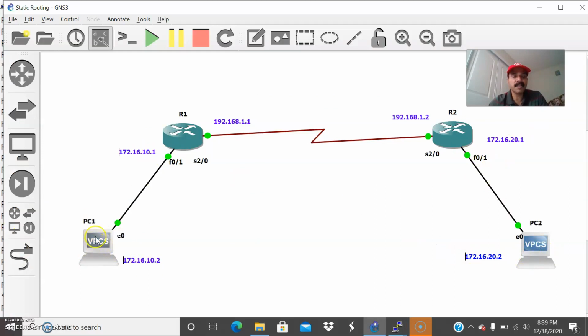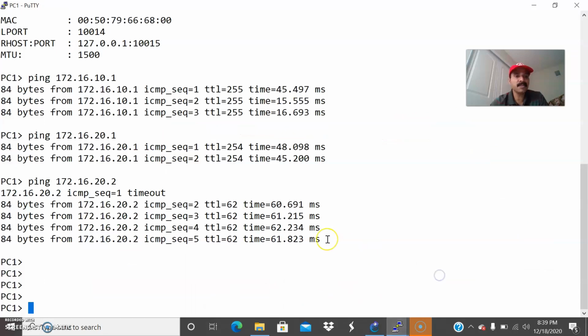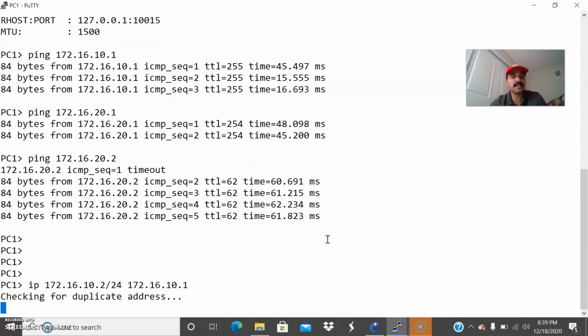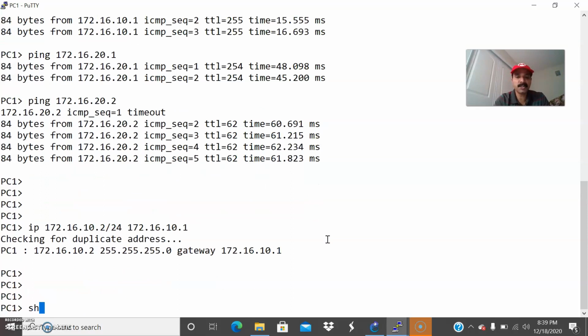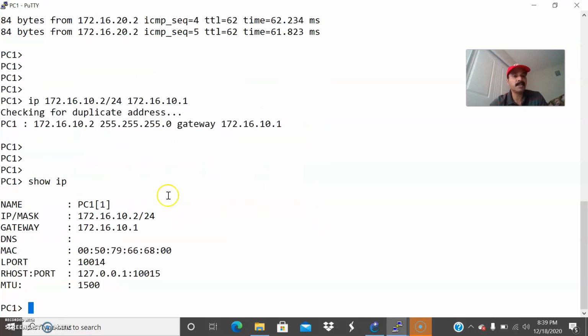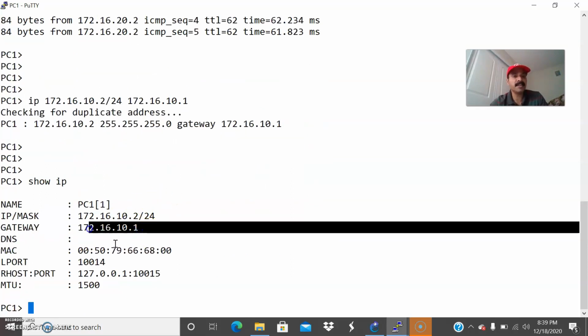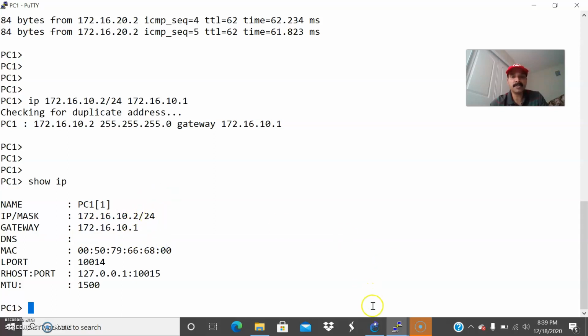So now let us assign the IP addresses to PC1 and PC2. How to assign? Go to PC1 and let us do IP 172.16.10.2, slash 24-bit mask, 172.16.10.1, that is the gateway. Once that is assigned, let us check with show IP. It will show the IP address and the gateway. This is the gateway, and the subnet mask is a slash 24-bit mask.